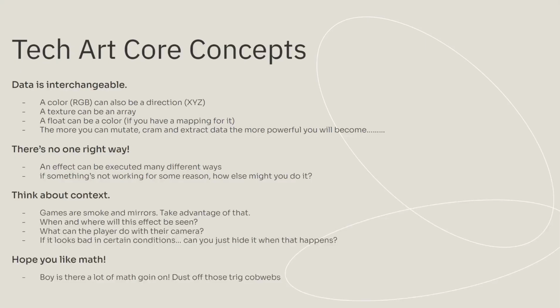Some core concepts that I feel are useful as part of your skill set and thought process as you're doing tech art related things. The first one is data is interchangeable. A number can mean any number of different things. For example, a common one is that a color, like a red, green, and blue channel, can also be a direction. You see this in normal maps. We'll talk about those a bit later.